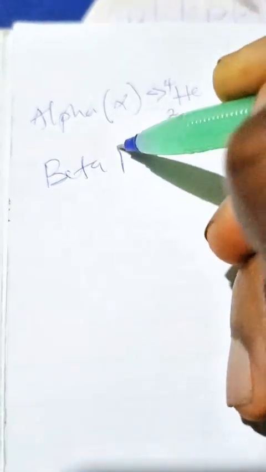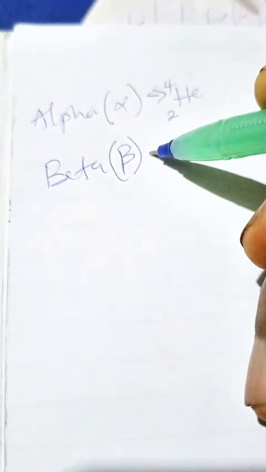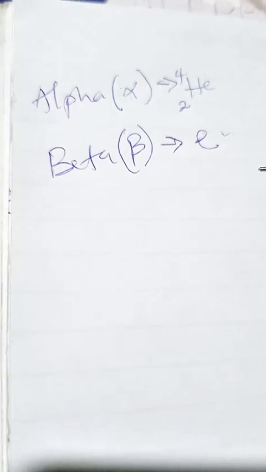For the beta particle, this is the symbol for the beta particle. We said they are electron particles, so this is your electron. Now we are going to work out the mass number and the atomic number. Focus on this very well.